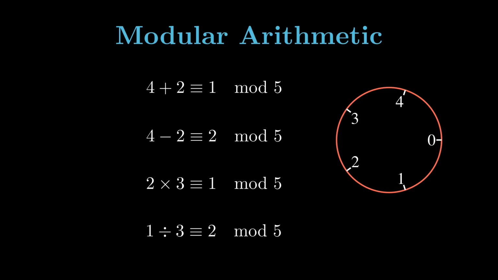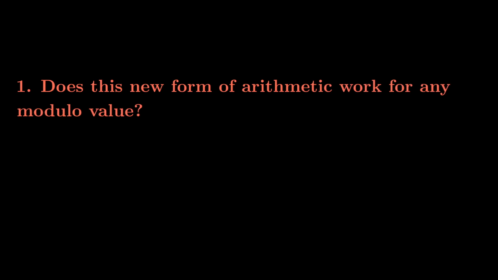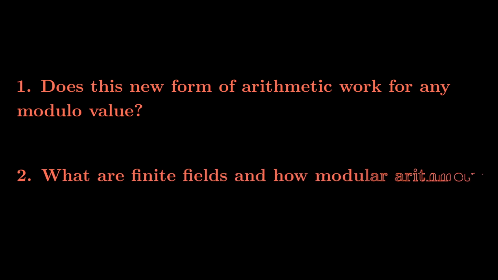Given that we can now even handle fractional values as integers, using modular arithmetic makes it practically feasible for us to implement our secret sharing scheme while maintaining perfect secrecy. There are a few last questions that we can still ask here. Does this new form of arithmetic work for any modulo value? And what are finite fields and how is modular arithmetic related to them?